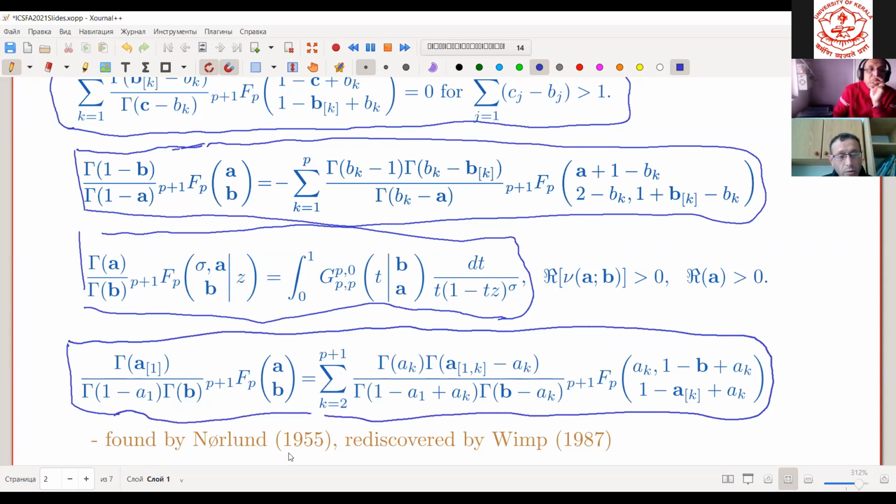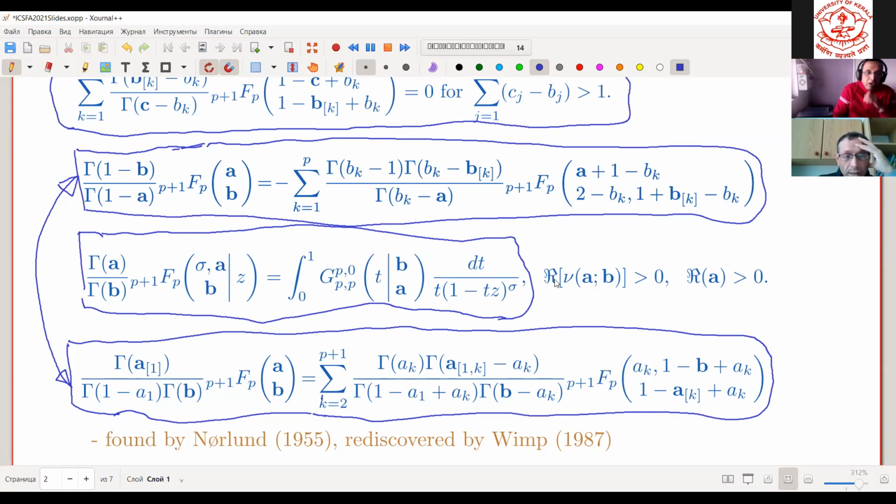This was found by Norlund. The proof is different, and then it was rediscovered by Wimp, and he also has a different proof. But in fact, all of this is obvious from the definition of the G function. I still don't know, and that's still a wonder for me, if these identities are actually the same, if it is possible to get one from the other by certain smart compositions. They look different, but if in fact one can be obtained from the other, I don't know.